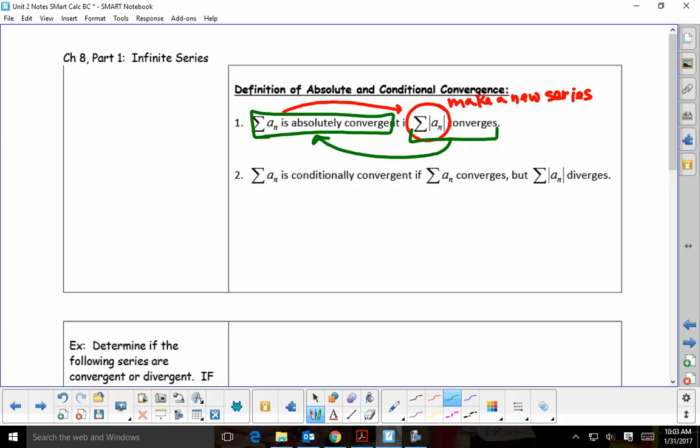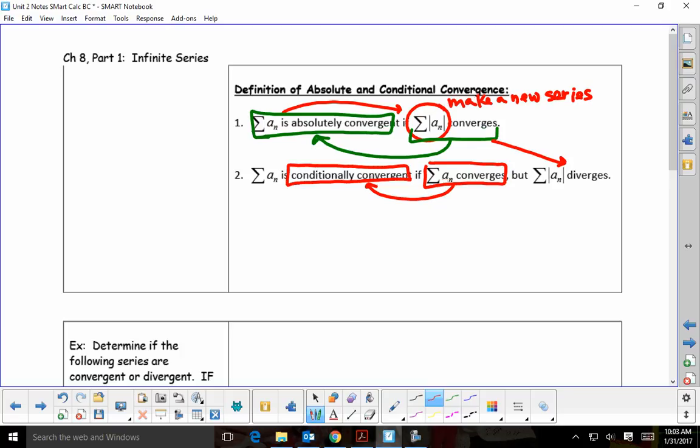Now, let's say that this guy diverges, okay? So I went from here and I said, it diverges. Then we go back to the original series. If the original series converges, then we are conditionally convergent.